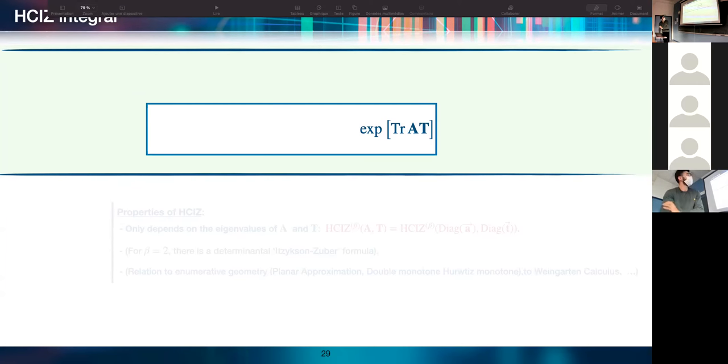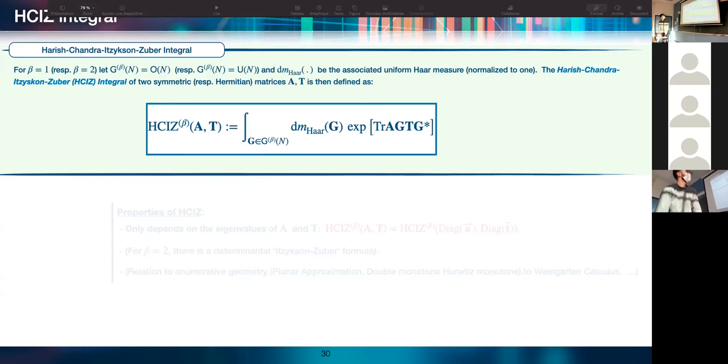as if I was going to do the Fourier transform of my matrix A. If I want to do a Fourier transform or a Laplace transform, I define a conjugate variable T. I do the scalar product between the two, I take the exponential, and then I average over the law of A. That would have defined the Fourier transform. But here instead, I'm going to randomly rotate T by introducing an orthogonal matrix, which I call G, and I'm going to do the uniform average over this matrix. So this is a well-known object called the Harish-Chandra-Itzykson-Zuber integral.